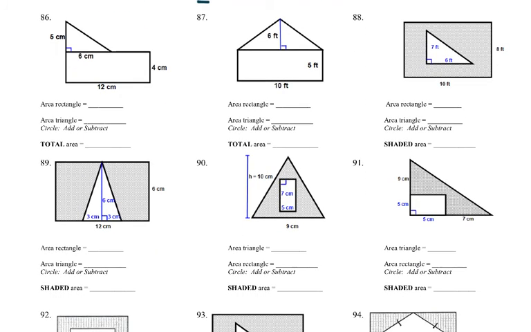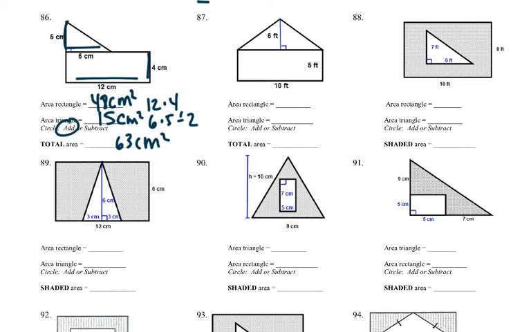Don't forget that you're going by the formula for that shape. So 12 times 4, of course, 48. When you do the triangle, don't forget, divide by 2, so it's only 15 centimeters squared. And then this is total, so we add 63 centimeters squared. Same thing here, 10 times 5 is how I'm getting 50, and then the triangle is 10 times 6 divided by 2, or 30, and that's going to be added to 80 feet squared.